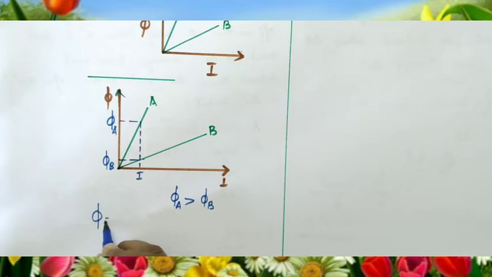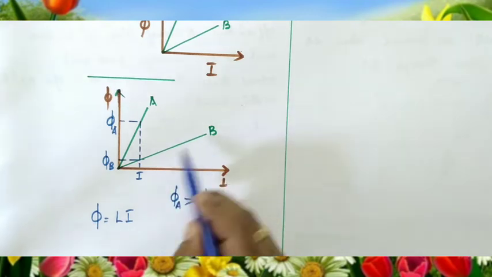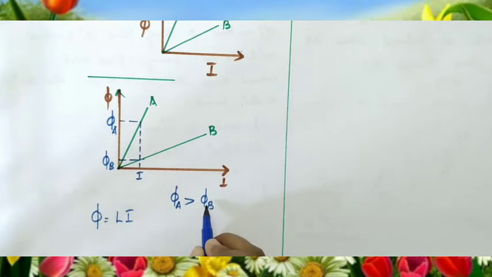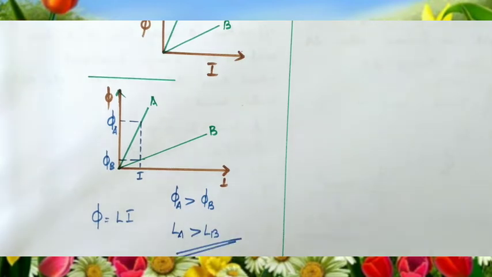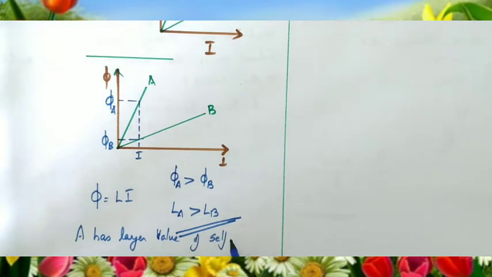And we have the formula, magnetic flux phi equals Li, isn't it? So as magnetic flux increases, what happens to self-inductance? Self-inductance will be greater because current is kept constant, no? So for both A and B, I is kept constant. So as magnetic flux is greater for A, self-inductance will be greater for A. Since magnetic flux for A is greater than the magnetic flux of B, self-inductance of A is greater than self-inductance of B. So the question is, which has the larger value of self-inductance? A has the larger value of self-inductance.